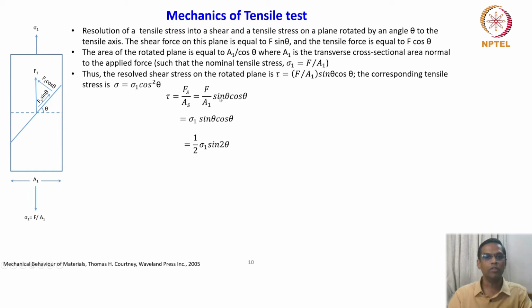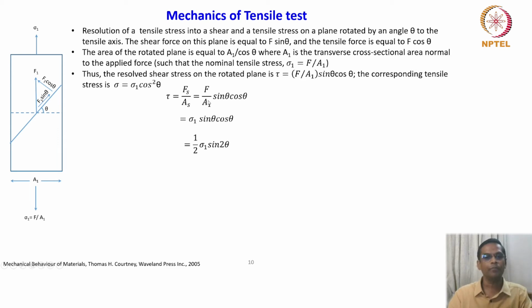Okay. So you need to understand that the rotated plane is much larger than this. So that means larger by what amount? Larger by 1 by cos theta. It is larger by 1 by cos theta. So that is why it is written like that.